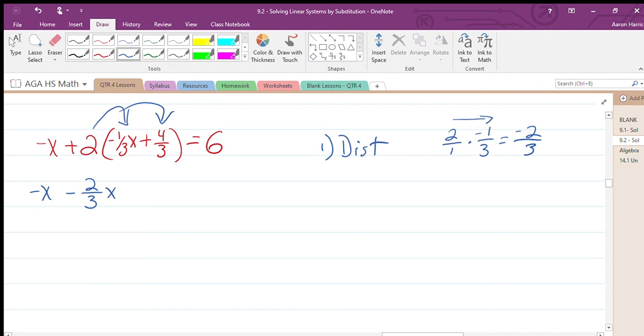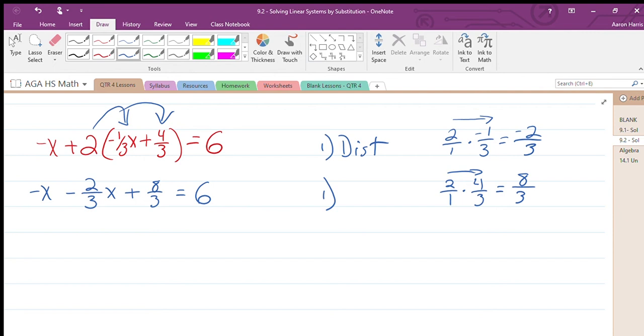Now 2 times 4/3. Let's do that again. 2, I can make it into a fraction by putting it over 1. Here's a 4, here's a 3. How do I multiply fractions? Straight across. 2 times 4 is 8. 1 times 3 is 3. I'm going to just leave it like that. So I get plus 8/3 is equal to 6. Now remember, PEMDAS, there was nothing. Distribute, we just did. The third step or third checklist item says remove fractions. Do you like these fractions in here?